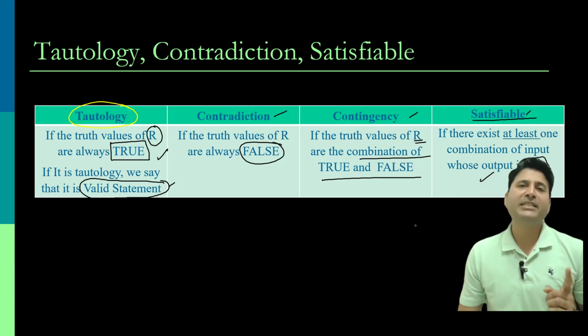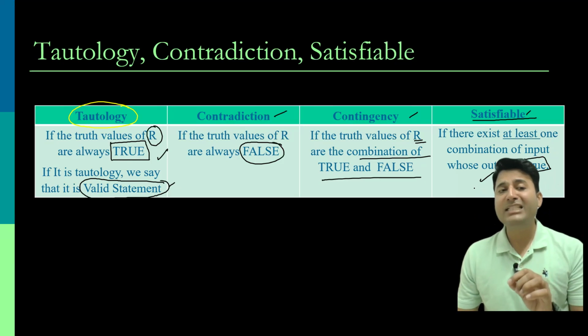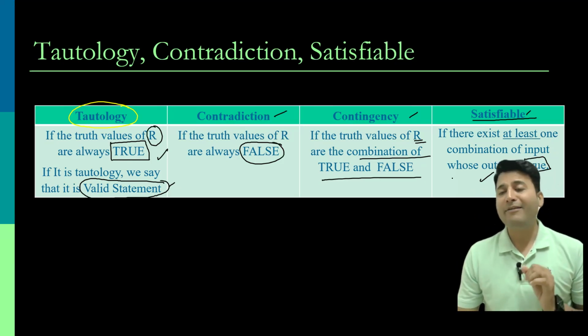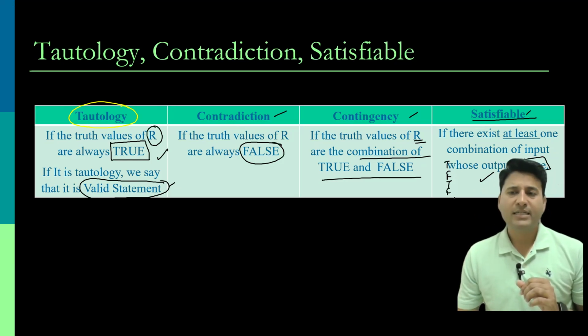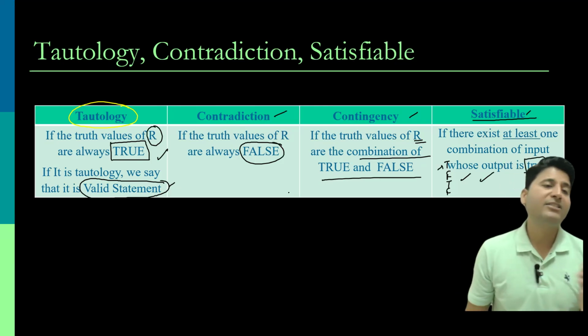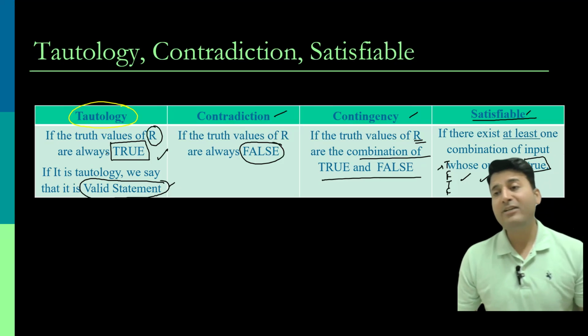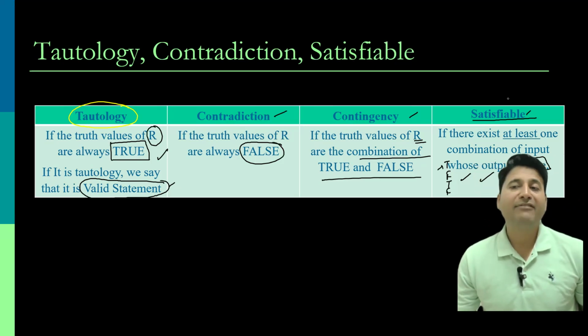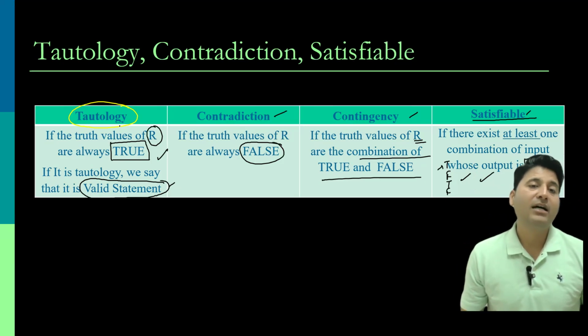Coming back to the reverse picture, can I say every satisfiable is a tautology? The answer is no. I have a compound proposition whose output is F, T, F, and T. These four are there. At least one T, task done. So it is perfectly satisfiable, but it is not a tautology. So every tautology is satisfiable, but not vice versa. Every satisfiable is not a tautology.